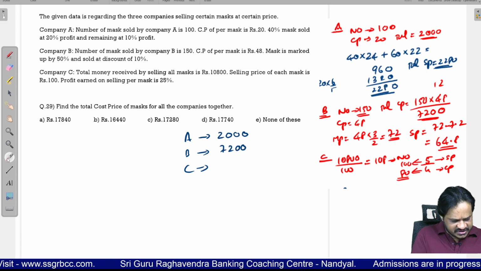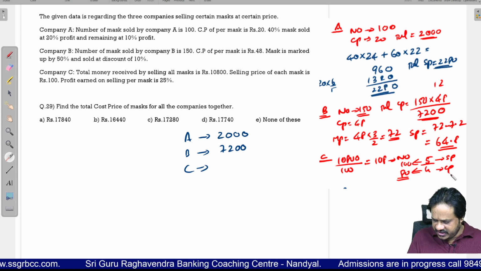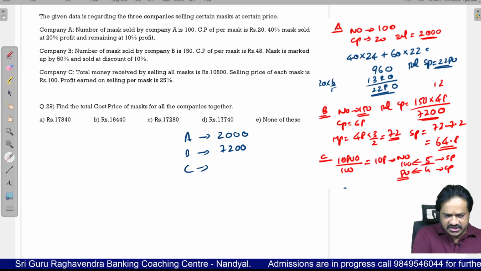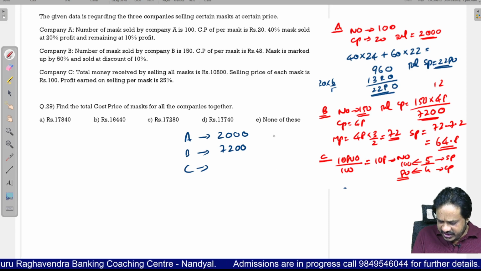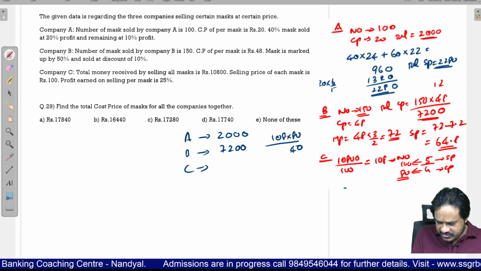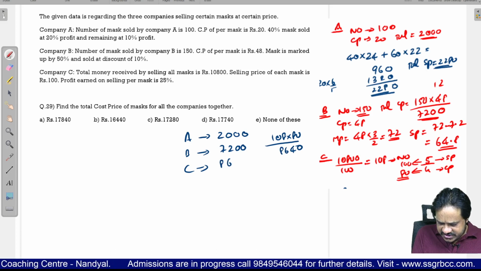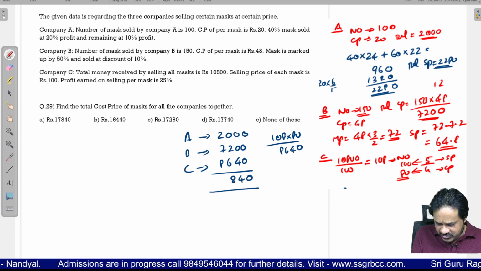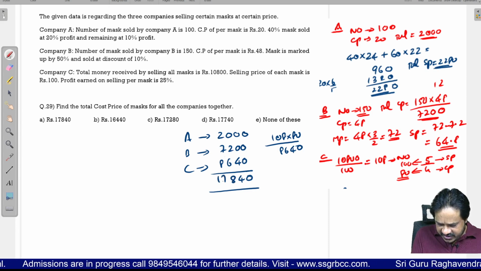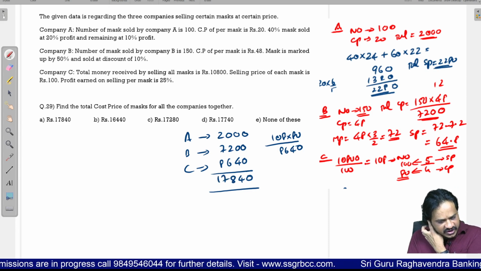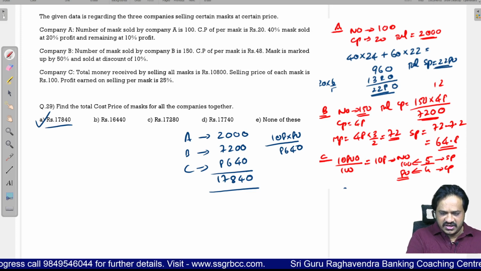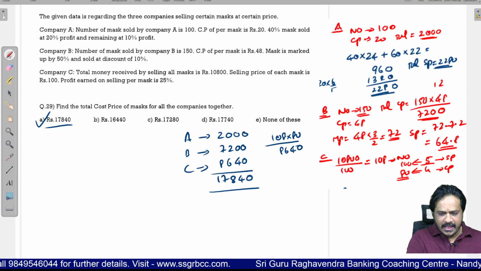C cost price you have to calculate. What is the cost price of each mask? 80. There are 108 masks. So, multiply 108 with 80, it is 8640. So, if you do the total, 17,840 is the correct answer, option 1. Let us see the next question.